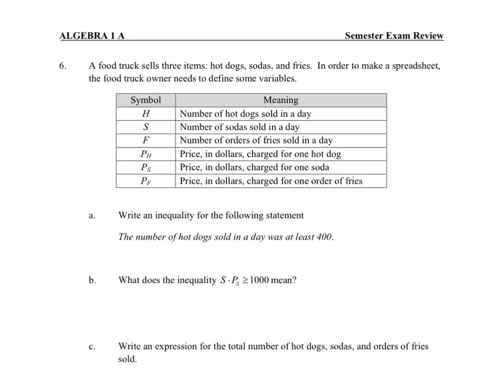So a food truck sells 3 items: hot dogs, sodas, and fries. In order to make a spreadsheet, the food truck owner needs to define some variables. The symbol capital H is the number of hot dogs sold in one day. Capital S is the number of sodas sold in one day. Capital F is the number of orders of fries sold in one day. Capital P sub capital H is the price in dollars charged for one hot dog. Capital P sub capital S is the price in dollars charged for one soda. And capital P sub capital F is the price in dollars charged for one order of fries.